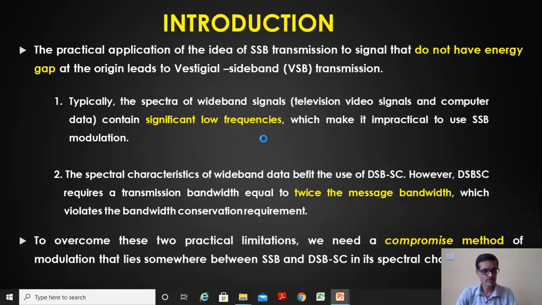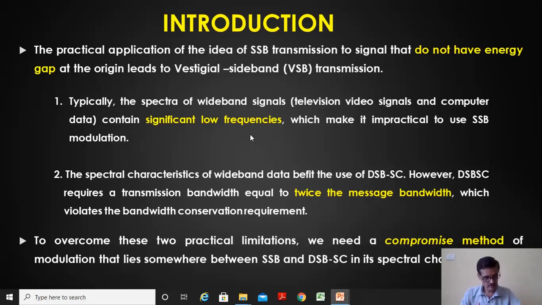In SSB, if there is a large energy gap, then there is no issue. But if there is a small energy gap between 0 and the lowest frequency of the message spectrum, then we face the problem of designing the band pass filter. If you take an example of television video signals and computer data, they have a very large amount of low frequencies which we cannot neglect. In such cases the energy gap is narrow, and designing the band pass filter becomes difficult.